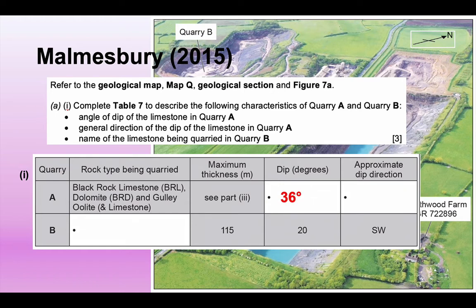So first of all, we've got a dip of 36 degrees in quarry A, and a rough dip direction to the west. In quarry B, the rock being quarried is called the Clifton Down limestone.